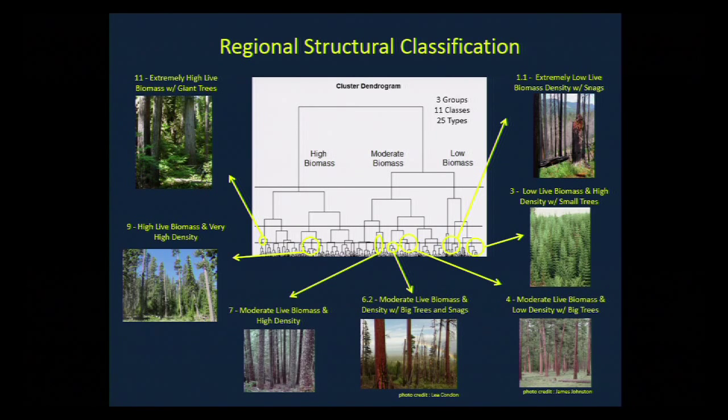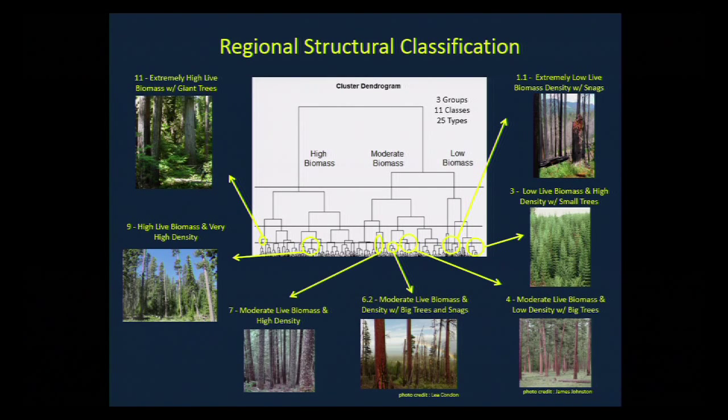Some of the usual suspects pop out. Type 1.1, extremely low biomass with lots of snags, is sort of a post-stand-replacing fire. That pops out. Type 3, low live biomass and high density with small trees, is very similar to a canopy closure stage in some of the other traditional models. 6.2, moderate live biomass and density with big trees and snags, is a very structurally diverse type, primarily associated with fires: open canopies, lots of big trees, lots of dead wood, lots of snags.